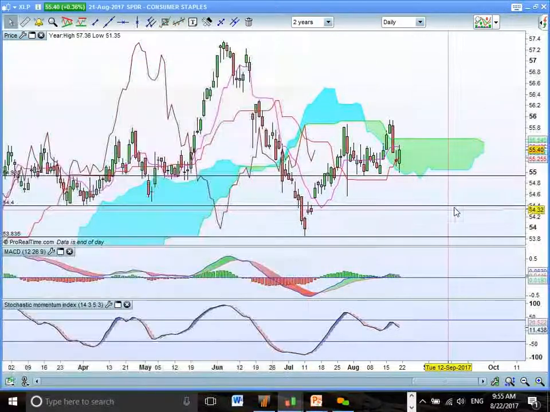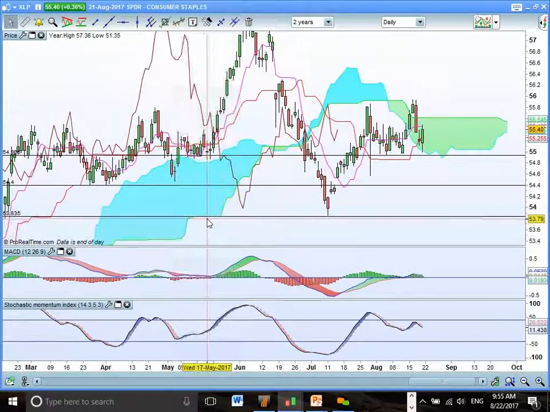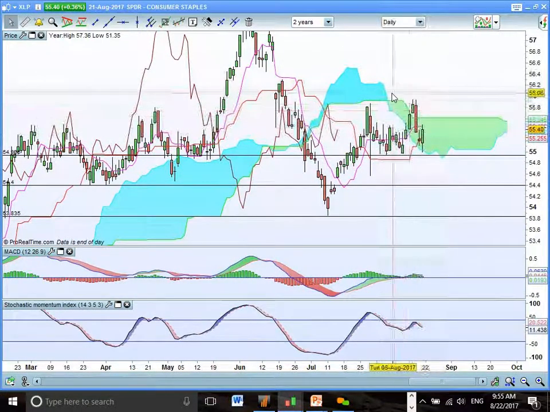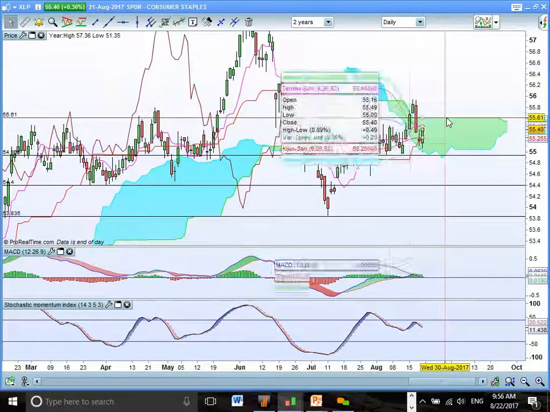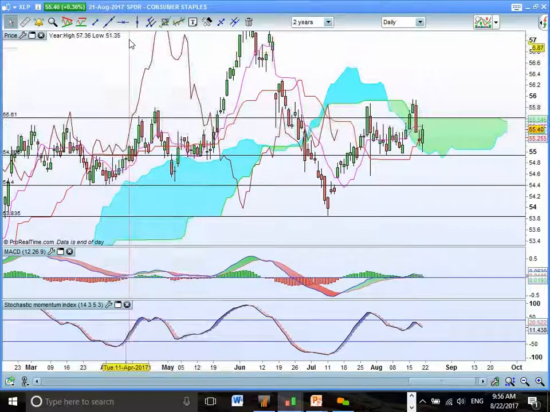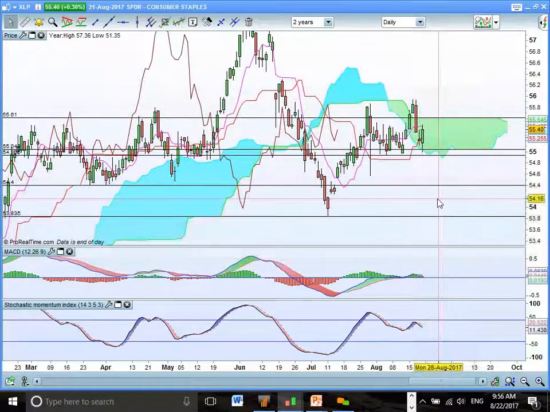Consumer staples, XLP, very similar to the previous chart where we'd rebounded from levels and struggled to get past the top end of the cloud resistance level. So watching very closely to see if that 55.61 is going to hold, range bound between the support level at 55 and 55.60. So it needs to either break out of that range or continue the move downwards.